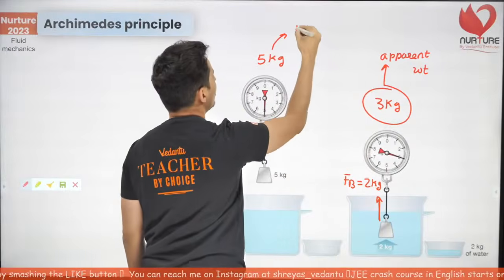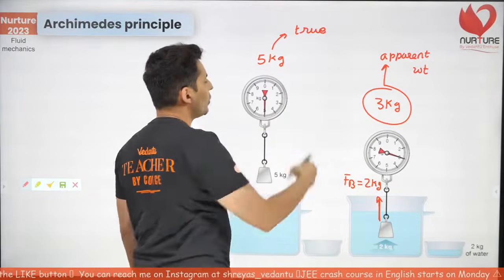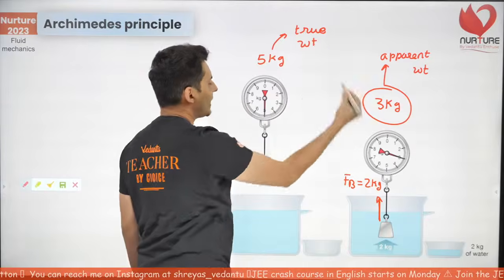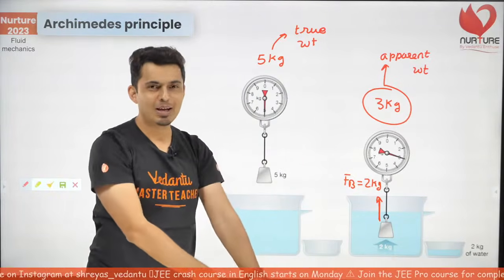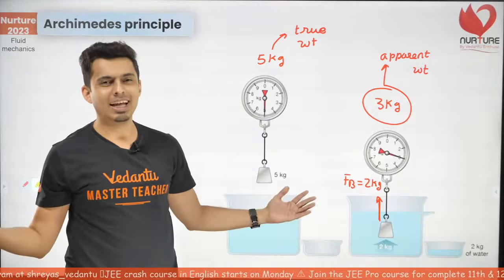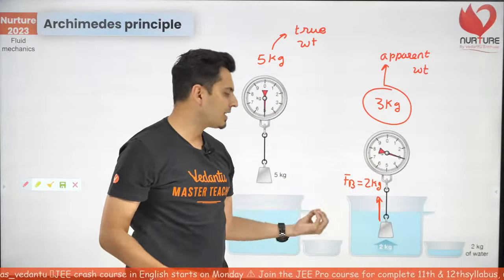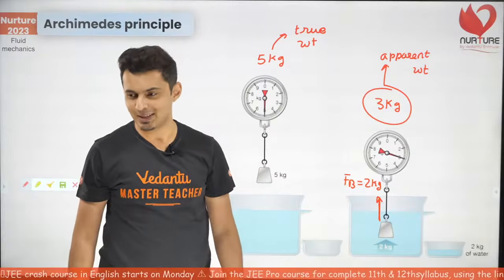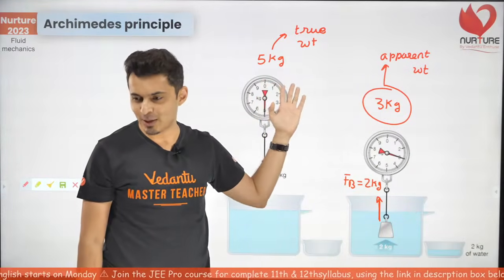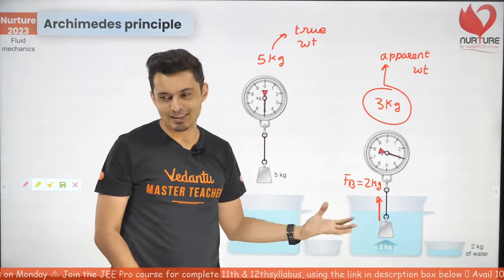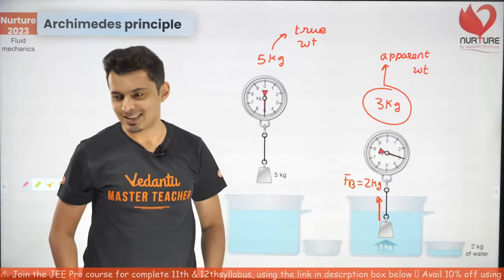This is your true weight. This is what your actual weight or true weight is. But when you are inside a liquid, you will experience a buoyant force, you will feel lighter, and this object over here has felt lighter by 2 kg. So he had weighing machines those times, and there were beakers, there were containers during that time. So that's how he figured this out.